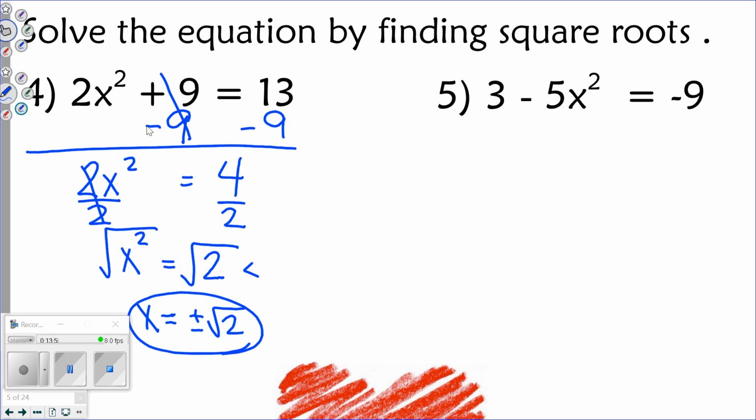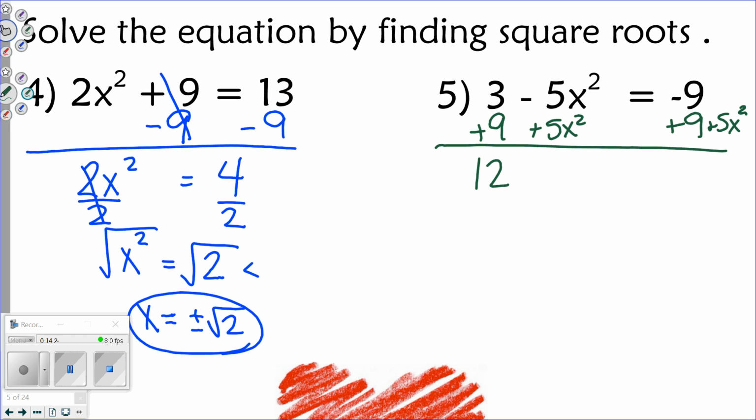All right, so let's look at number 5 then. So what do we move first? You want to move the 9 and then move the 5? Yeah, you can do that. So she wants to add 9, and you want to add the 5x squared to the other side? So we'd have 12 equals 5x squared. And for those of you that 5x bothers, if that bothers you, you can rewrite it that way.